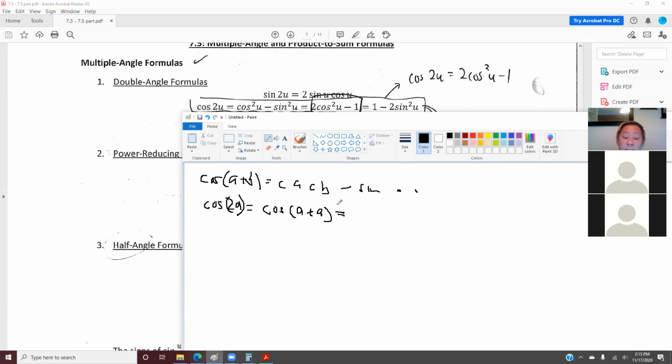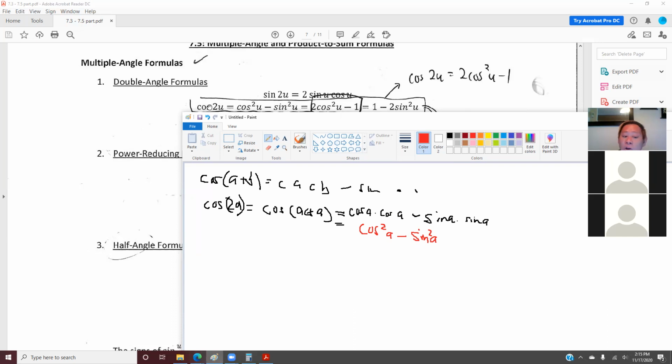Then we can use the formula that you learned in 7.4. This will be cos A times cos A, minus, don't forget Ryan, it's a plus here, so you have to minus it, sine A times sine A. So cos A times cos A, you will get cosine square A. Sine A times sine A, you get sine square A. That's why you will get this form, the first formula.